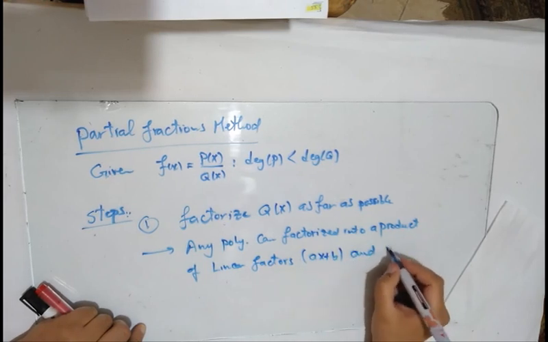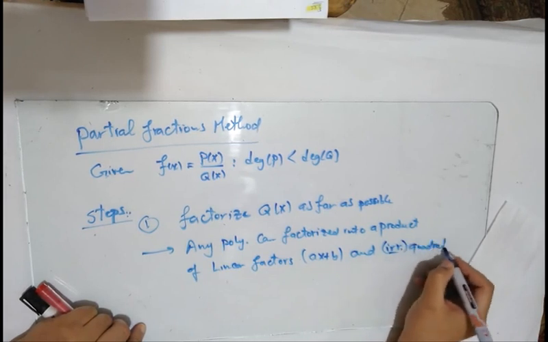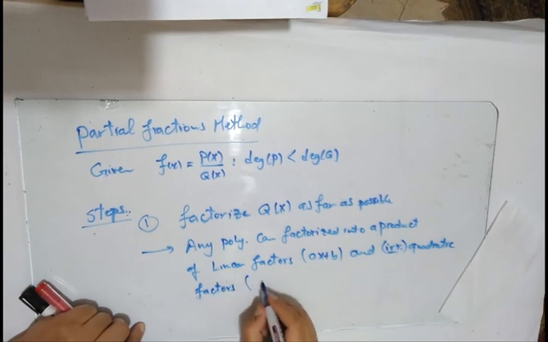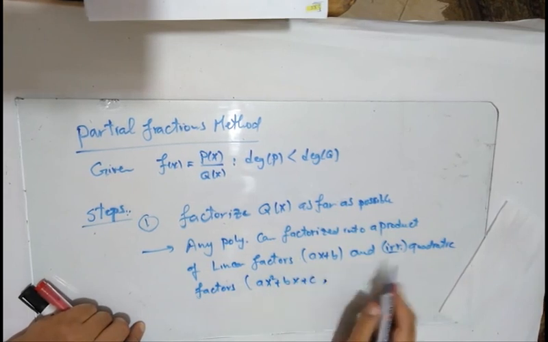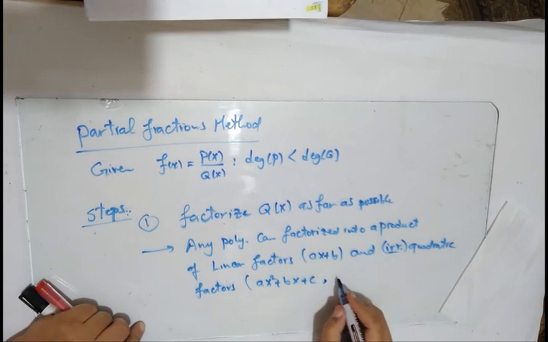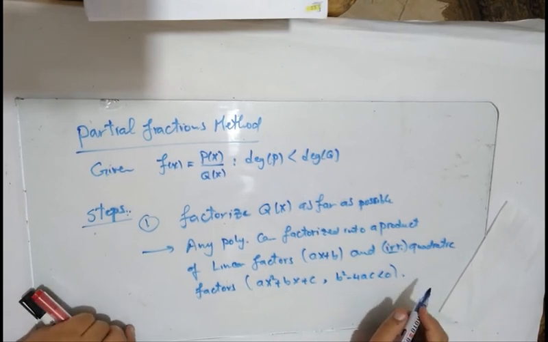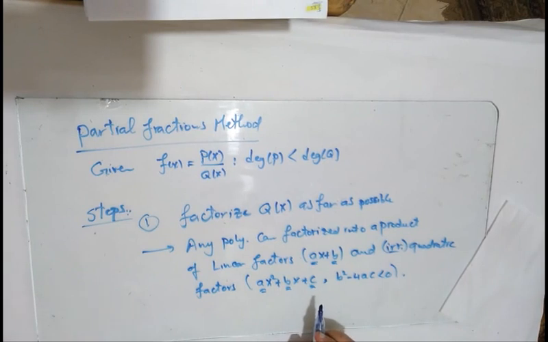and irreducible quadratic factors of the form ax squared plus bx plus c. Irreducible is equivalent to the condition that b squared minus 4ac is negative, so this cannot be factorized over R. Okay, so we're talking about real coefficients, so a, b, and c are real. So this is the first step.